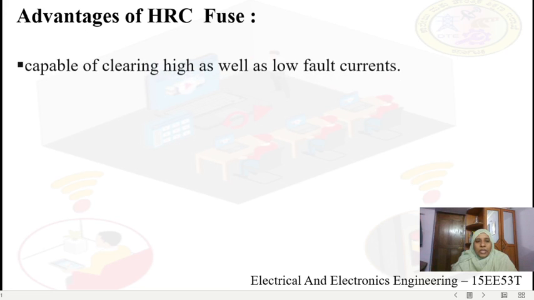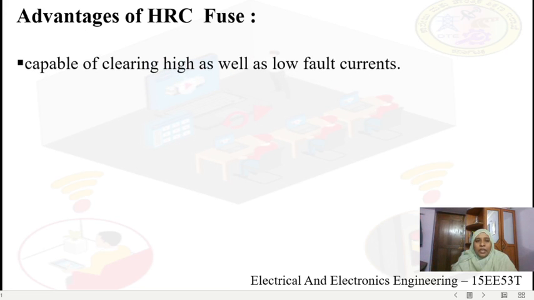So what are its advantages? HRC fuses are capable of clearing high as well as low fault currents. I told you when the system is healthy, it is working normally. When the fault occurs, it breaks open the circuit. Now the fault can be a small fault, which we call an incipient fault, or it can be a huge fault which we call a serious fault. Whether the fault is incipient or serious, it will work reliably. That is why we say it is capable of clearing high as well as low fault currents. That means it will break open the circuit and clear it.